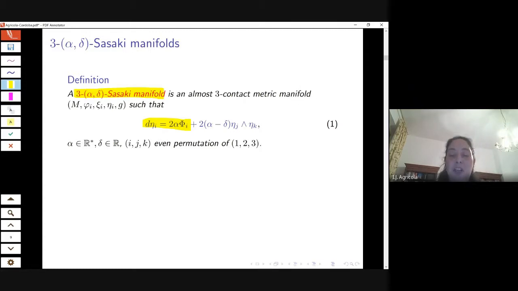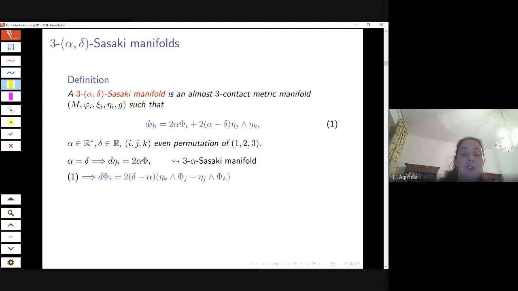And now comes an additional term which vanishes in the free alpha Sasaki case, which now links the one forms coming from the three different Reeb vector fields, right? Because the term which is added is eta j wedge eta k, where i, j, k are just an even permutation of 1, 2, 3. So d eta 1 has now not only a phi1 contribution, but also an eta2 wedge eta3 contribution. And if alpha is equal to delta, of course, this vanishes. The constants alpha and delta, one sees quickly, alpha is not allowed to be 0, but delta is. If alpha is equal to delta, we will cover the free alpha Sasaki case.